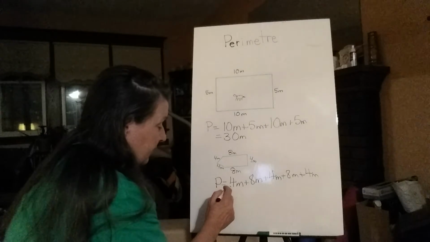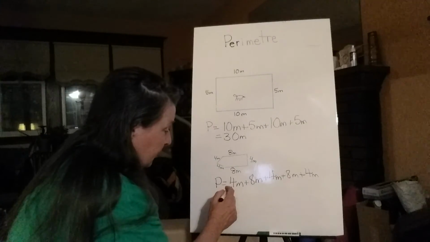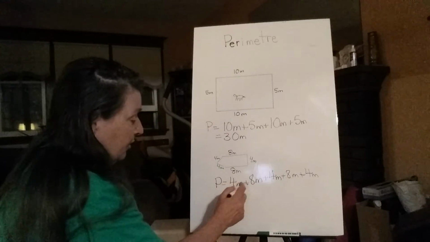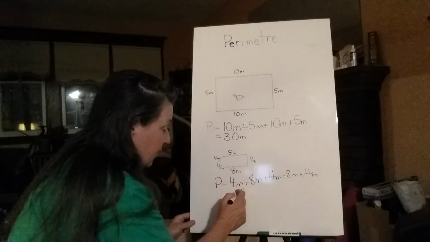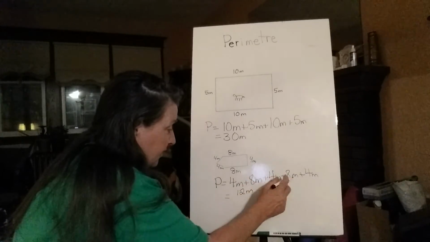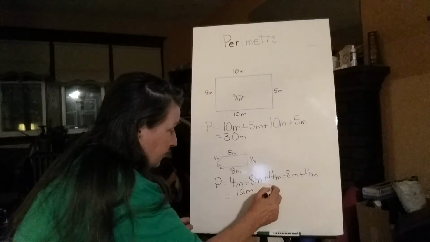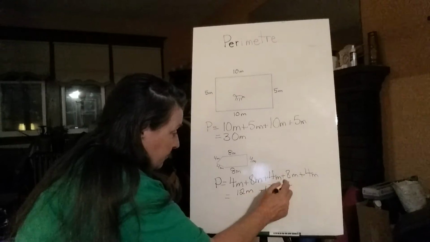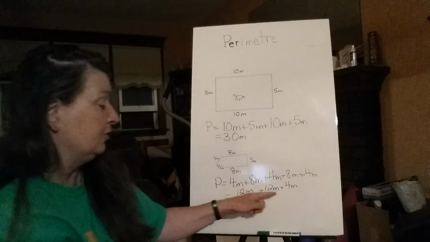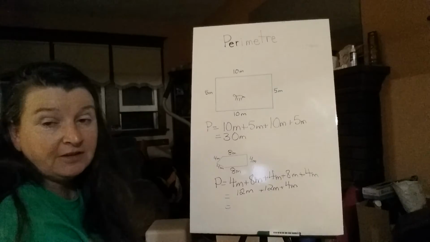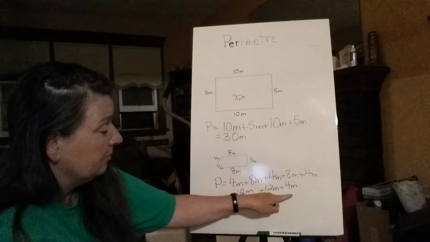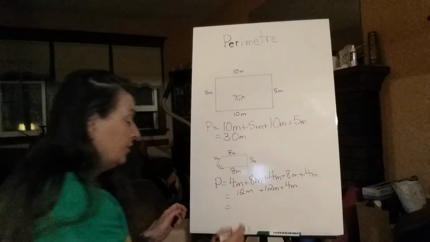Sometimes when I go to add things up, it is a little bit easier to put them into groups. And I know that 8 plus 4 is going to give me 12. So I could do this like 12 meters plus 8 and 4 is 12 again, plus 4 meters. And I would know that 12 plus 12 is 24, because that's just one of those things we know. 12 plus 12 is 24, plus 4 is 28.